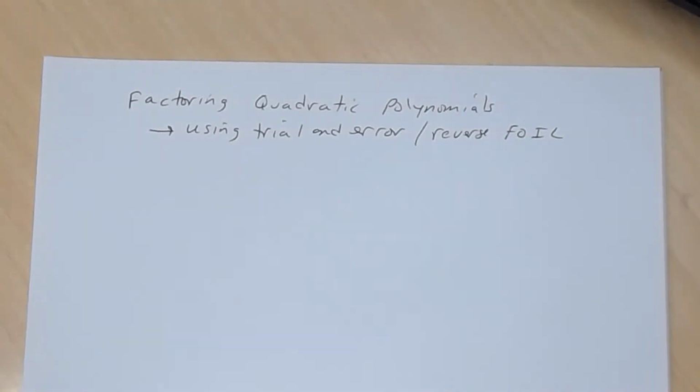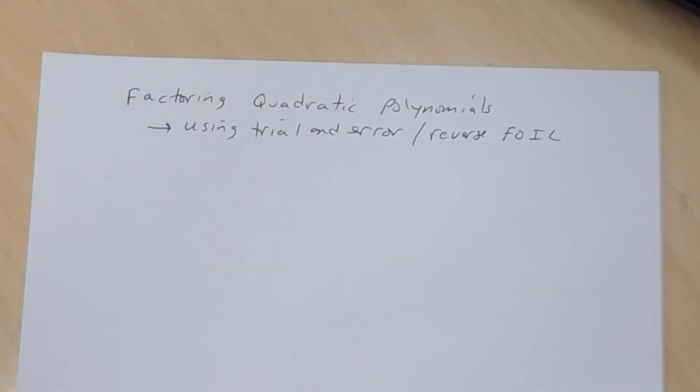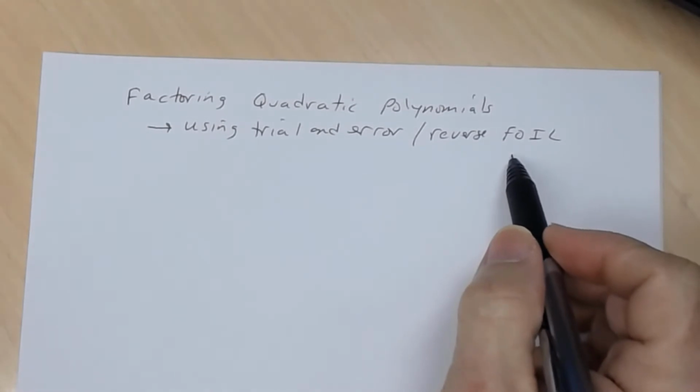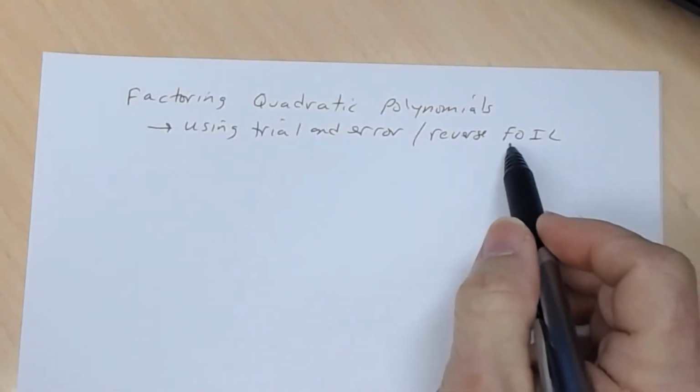Okay, so in this lesson, we're going to be reviewing the idea of factoring quadratic polynomials. In this case, they'll be trinomials. And we're going to do this using trial and error or reverse FOIL. Now, before we begin, let's talk about the FOIL method.